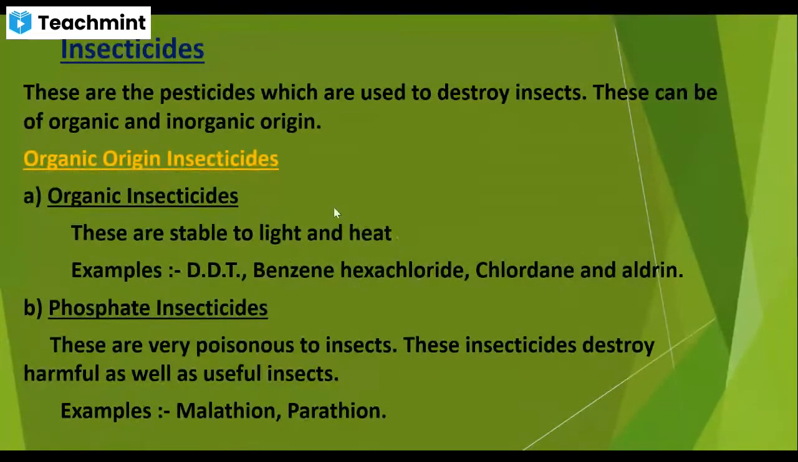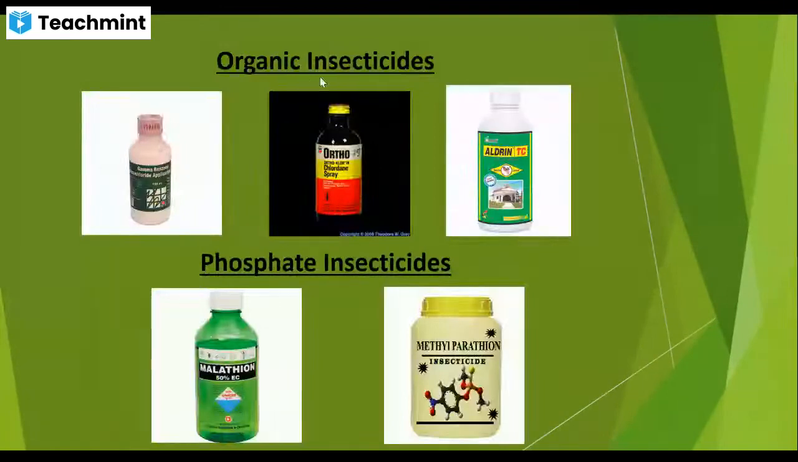Here you can see organic insecticides. This one is benzene hexachloride. This is chlordane, as I already told you, and this is aldrin. So these are available in the market in this form.